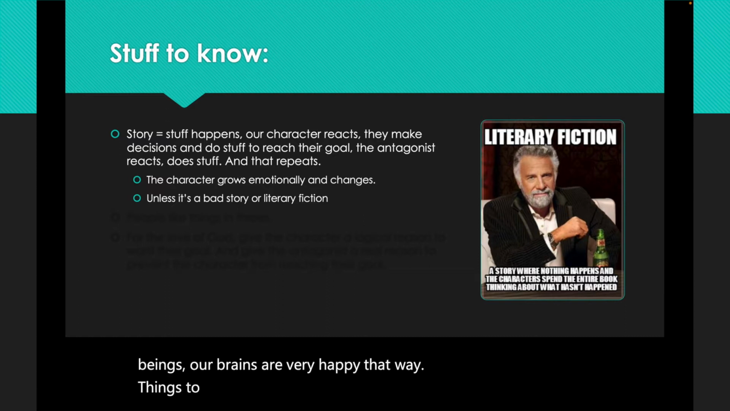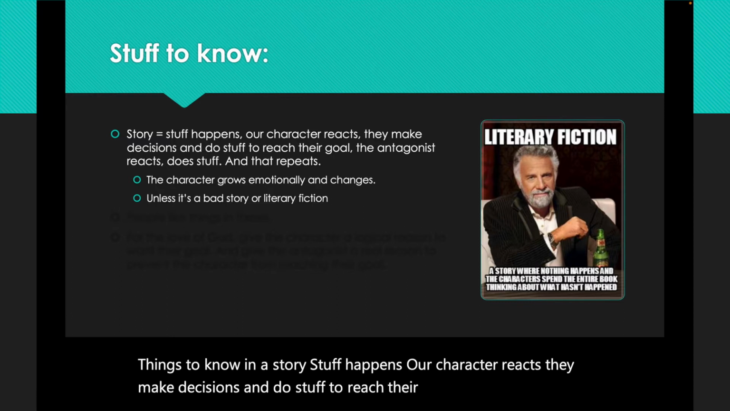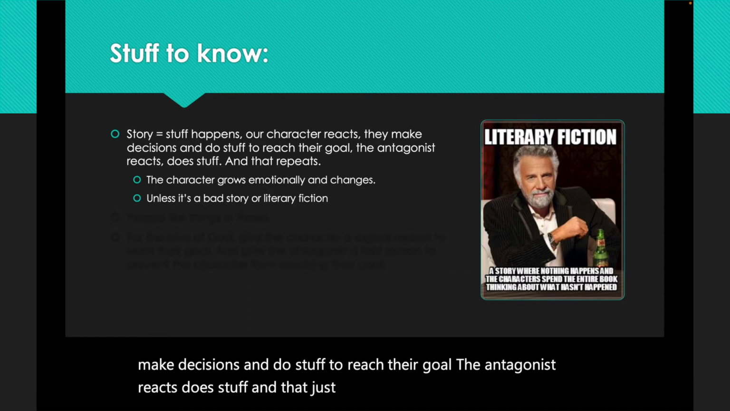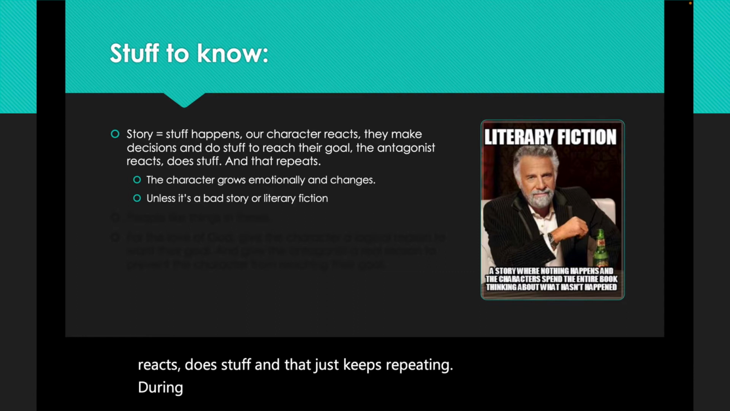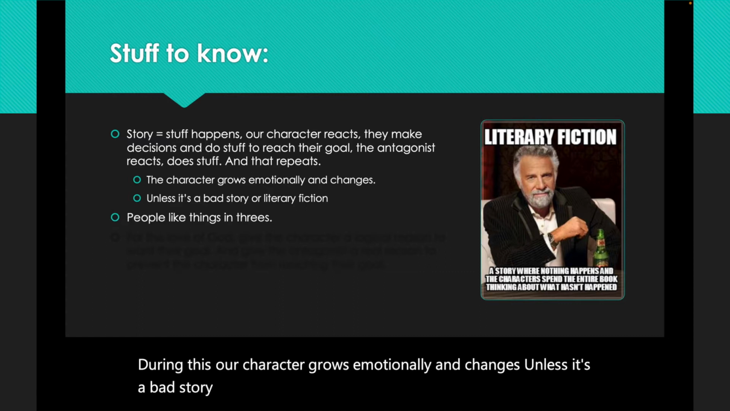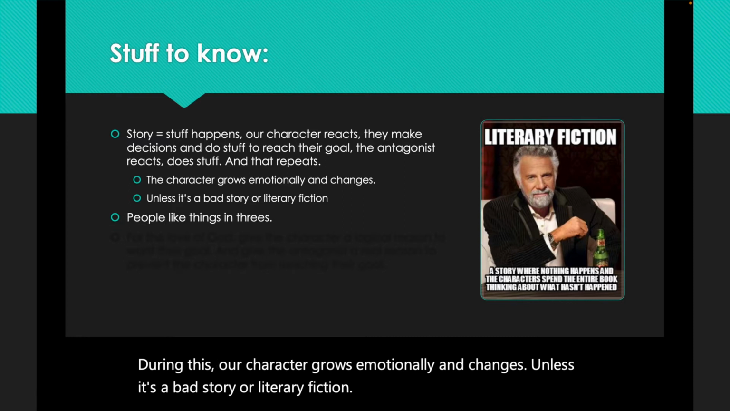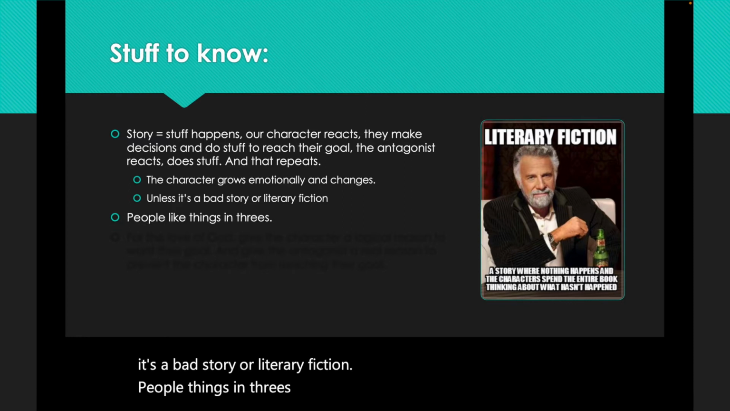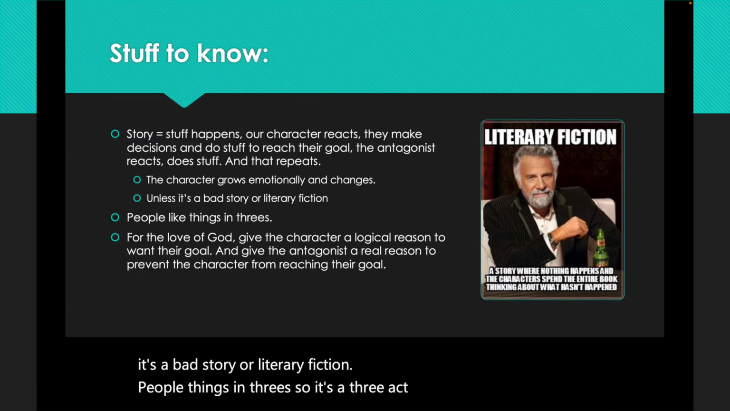Things to know. In a story, stuff happens, our character reacts, they make decisions and do stuff to reach their goal. The antagonist reacts, does stuff, and that just keeps repeating. During this, our character grows emotionally and changes, unless it's a bad story or literary fiction. People like things in threes, so it's a three-act structure.